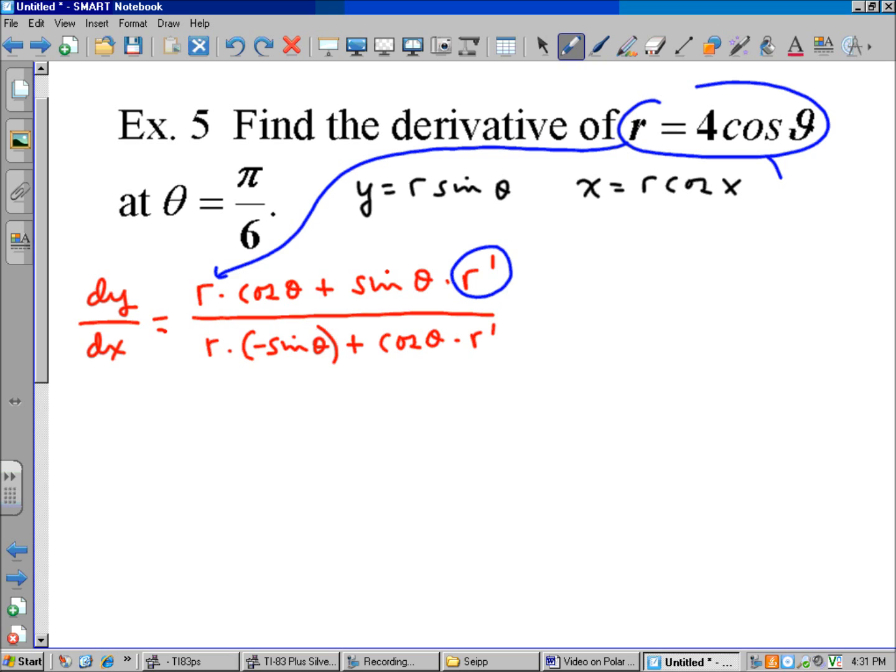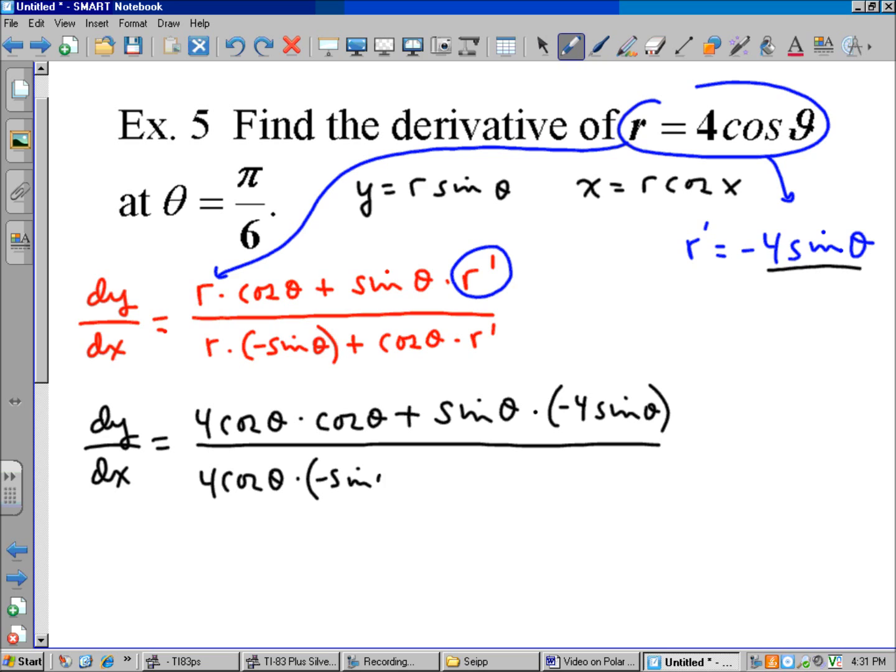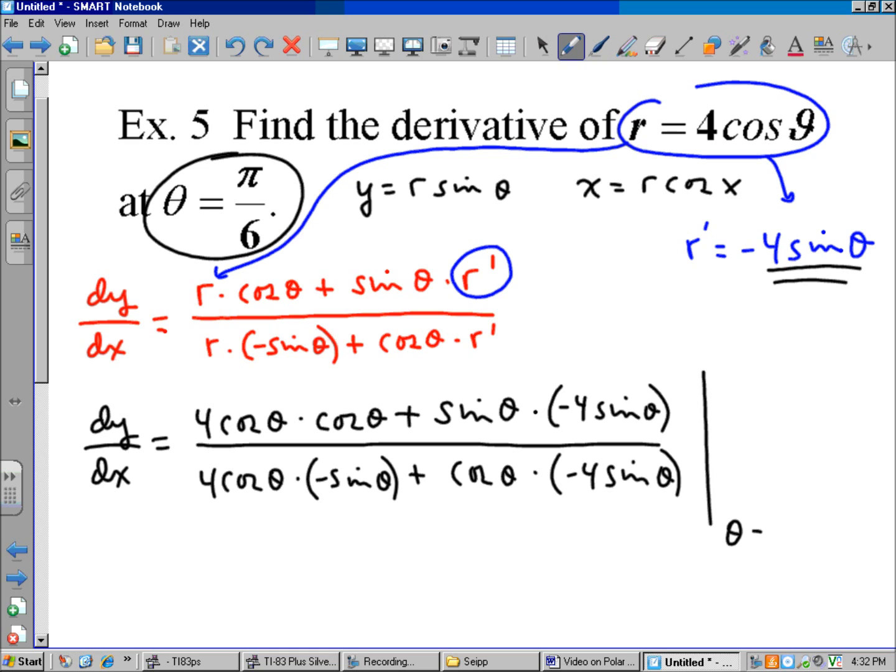We're going to take r, which is 4 cosine theta, and we're going to plug it in. And then we're going to need r prime. All right, so let's figure out right now what the derivative of r is. What's the derivative of r? Well, it's negative 4 sine theta, all right? So when I come to my dy over dx, I get r, which is 4 cosine theta, times the cosine theta, plus the sine of theta times r prime, which is negative 4 sine theta, all over r, which is 4 cosine theta, times negative sine of theta, plus the cosine of theta times r prime, negative 4 sine theta. All right, and then they want me to evaluate this derivative at theta equals pi over 6.